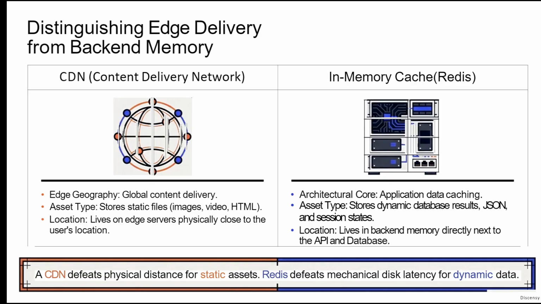Now coming to location again, a CDN lives on edge servers physically close to the user's location. And the in-memory cache lives in backend memory directly next to the API and database. So a CDN defeats physical distance for static assets, Redis defeats mechanical disk latency for dynamic data. Moving ahead.